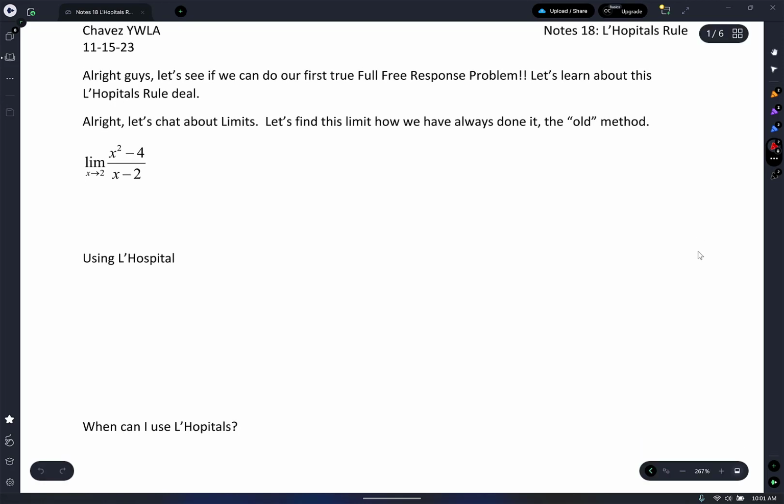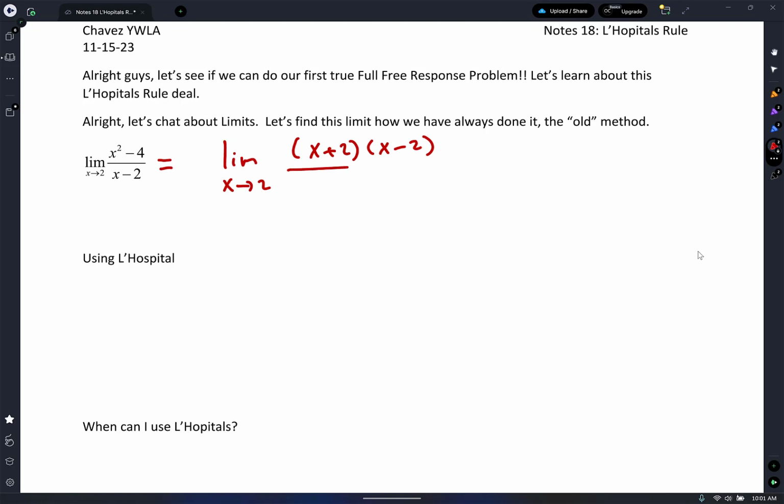Okay, so let's find this limit here, x squared minus 4 over x minus 2 as x approaches 2. Can I do direct substitution? No. So what do we do in the past? Limit as x approaches 2, and then we took the difference of squares, x plus 2 times x minus 2, all over x minus 2, and then what cancels out? Yeah, bam, bam, cancels out. And then I just have that one factor, the x plus 2. So what is 2 plus 2? And there it is. That's my limit.